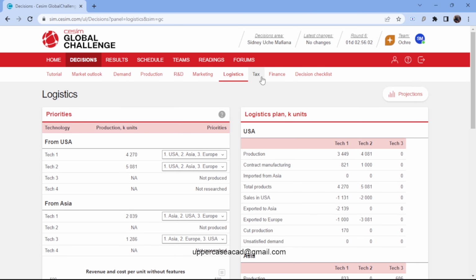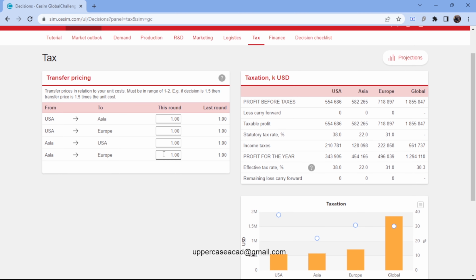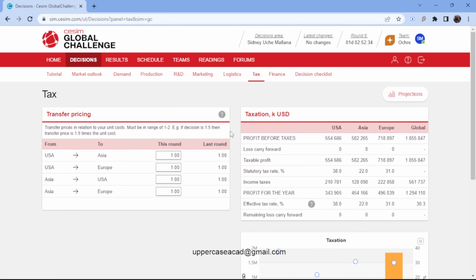Now let's move on to the tax. Here we'll set our transfer pricing at 1, because we just have to explore the concept of transfer pricing and its significance for businesses. This emphasizes the importance of setting transfer pricing at 1, because transfer pricing allows companies to manage profits between subsidiaries for various reasons. Here we will not talk much about it. So let's go on to finance.